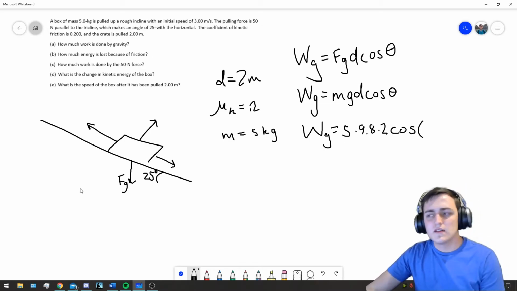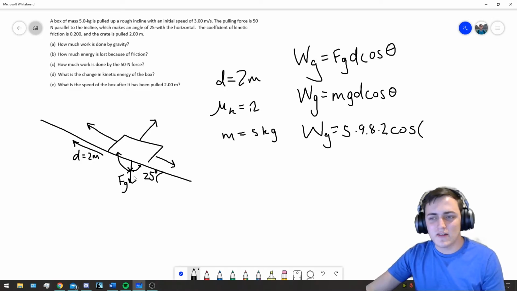And what's our theta? Remember, theta is the angle between the force, and the force here is straight down, force of gravity, and the distance, and our distance is d, up the ramp. So the angle between them is this whole way, right there. And how do we find that angle? We're just doing a little bit of geometry here. This angle is 90 minus 25, kind of like adding up the angles in the triangle. They should all add up to 180. And so we find that this is 65 degrees.